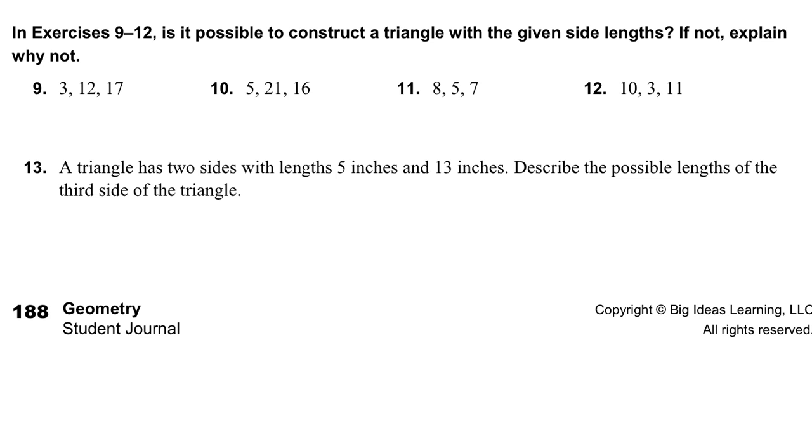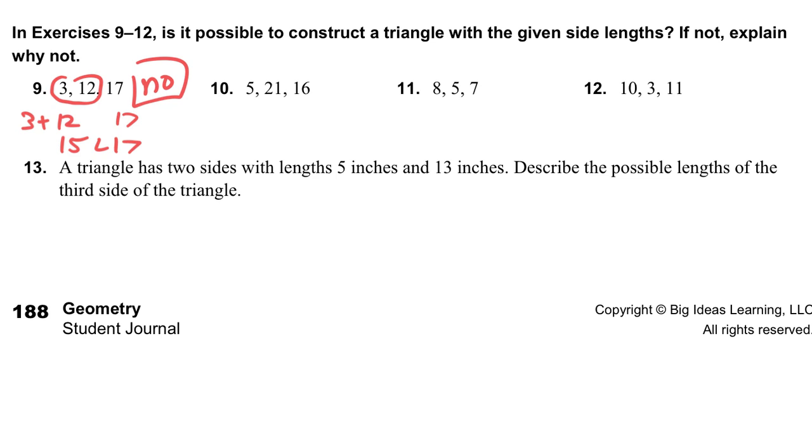Take the two smallest sides, which would be these. Add them together. 3 plus 12. Is that greater than 17? This is 15. This is 17. 15 is smaller, so this would be a no. And why? Because the triangle inequality theorem says they have to be greater than the largest. So when it says explain why not, it doesn't fulfill the triangle inequality theorem.